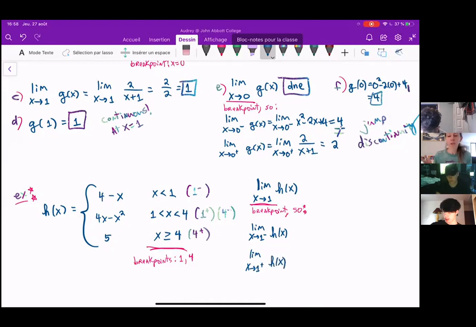So the first thing we did was we figured out which function goes with this, so we can just immediately replace h of x. As it goes to 1 from the left, as we approach from the left, we said that's our first function. So we have 4 minus x, and we get a 3. As we approach from the right, that's our second function, and we also get a 3.